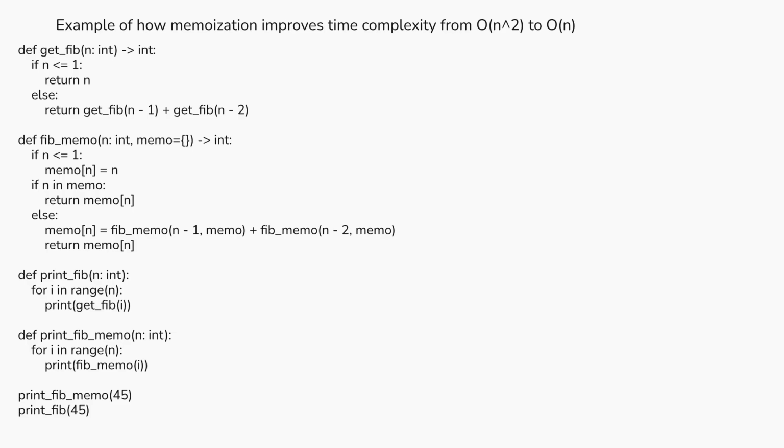This code demonstrates how memoization improves the time complexity of calculating the Fibonacci sequence. The recursive function is O(n squared), while the memoized version is optimized to O(n).